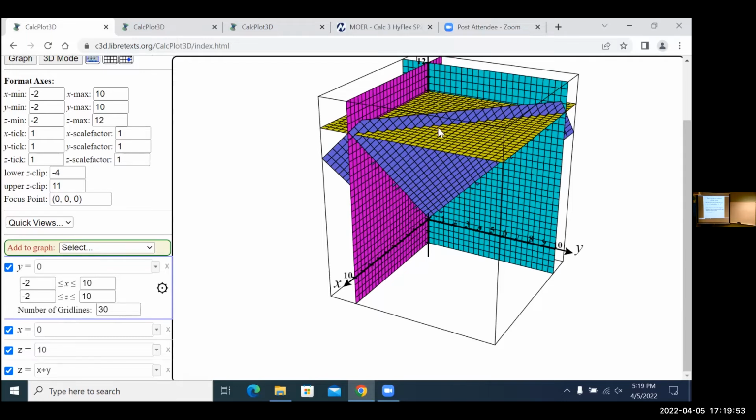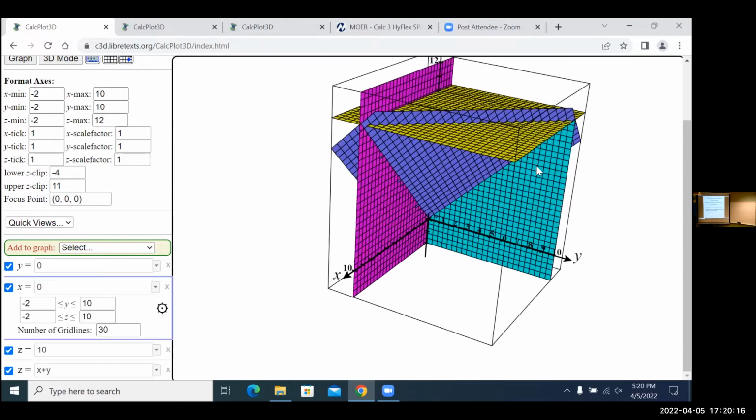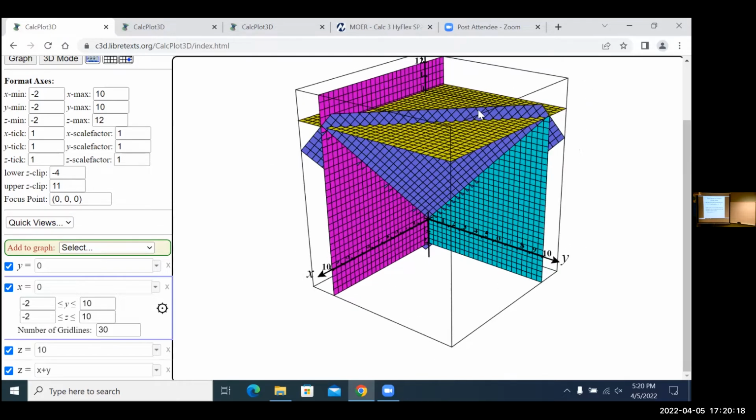Everybody see that okay? Now, when you guys go to do these, remember, if you're not sure which surface corresponds to which function, turn them on and off. Okay, so there's x equals 0. It's the blue one, right? So you can always find ways of checking them. So there's our 3D surface. Sorry, not surface, 3D object. And we're going to find the volume of this thing with a definite integral.